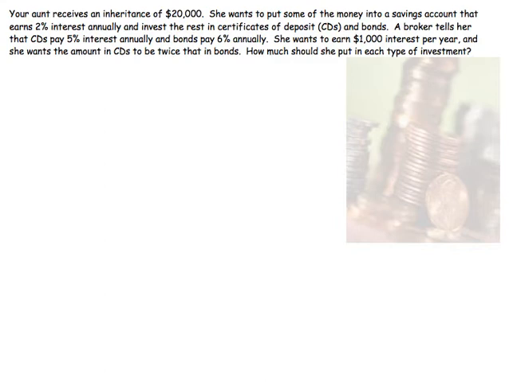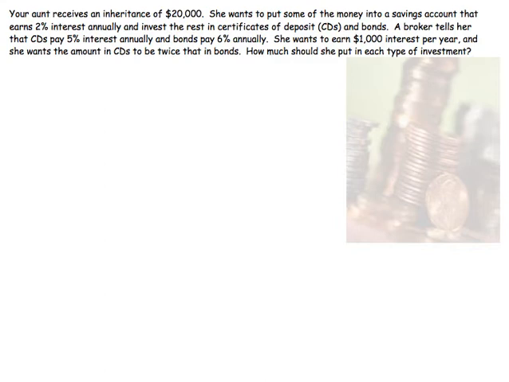A broker tells her that CDs pay 5% interest annually and bonds pay 6% annually. She wants to earn $1,000 of interest per year, and she wants the amount in CDs to be twice that in bonds. How much should she put in each type of investment?